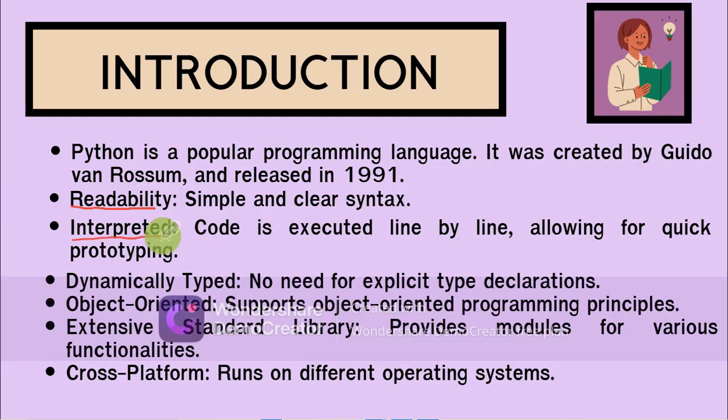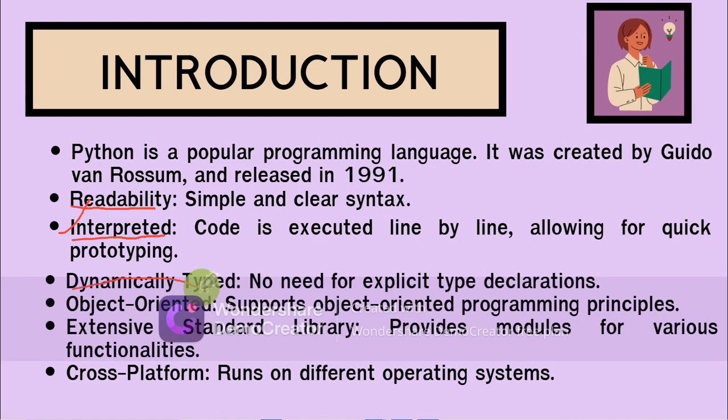The third point is interpreted. As we know, Python is an interpreted language. Why is it an interpreted language? Because Python executes the code line by line. It does not execute the whole code at once. It executes the code line by line. That's why it is interpreted.